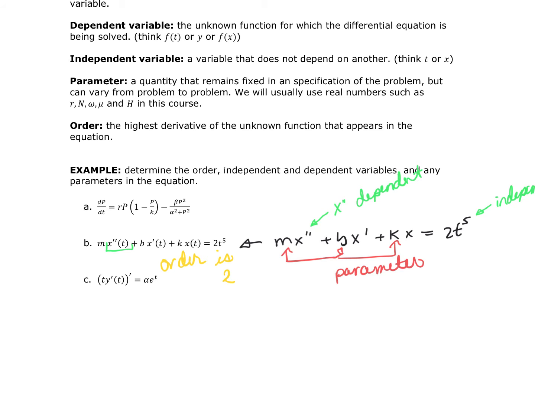Now it's a differential equation because I see I have these two derivatives. That makes it differentiable. Something was differentiated. And I have the equal sign, and so this tells me I have a differential equation. So this is a differential equation of order 2. My independent is t. My dependent is x of t, or just x.